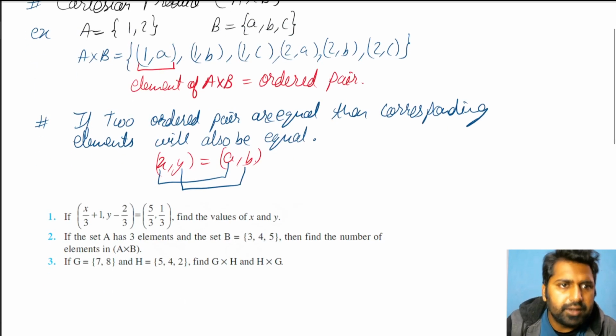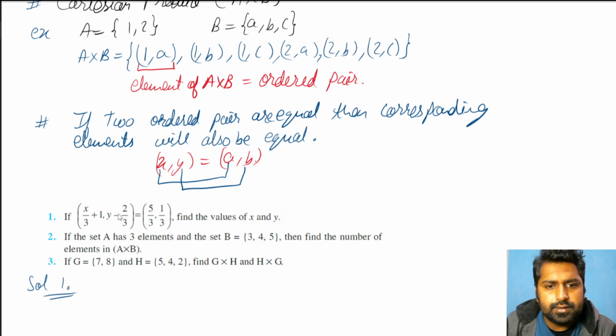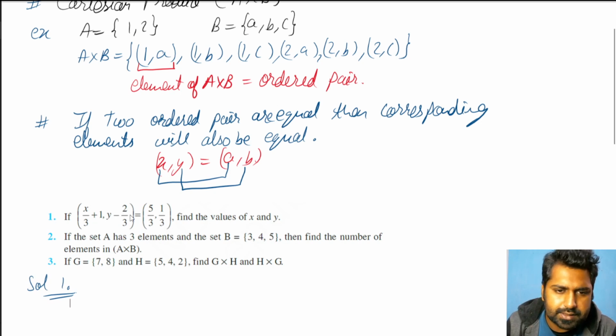Now, if we understand this, we can easily do the first question. It is given that these two ordered pairs are equal. Clearly from this, you can judge that the first element of the ordered pair, x by 3 plus 1, must be equal to 5 by 3, and y minus 2 by 3 must be equal to 1 by 3. We can easily get the values.